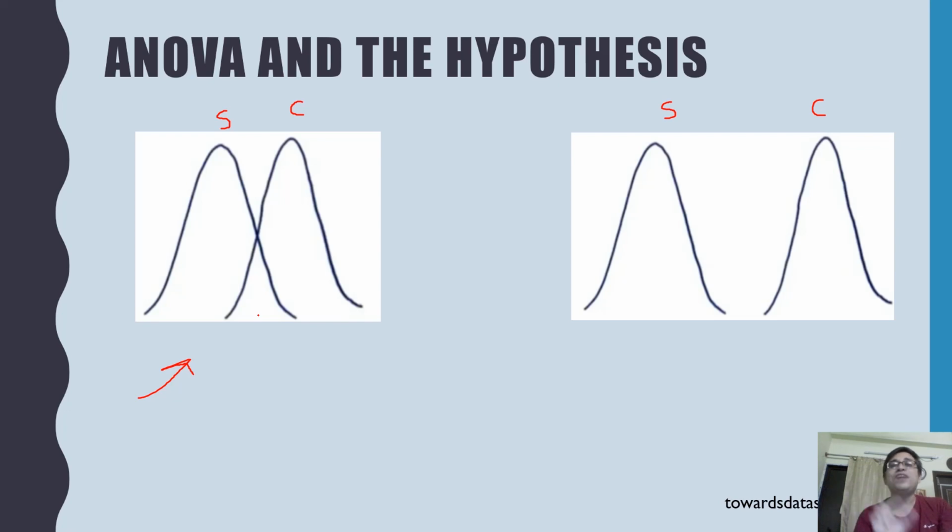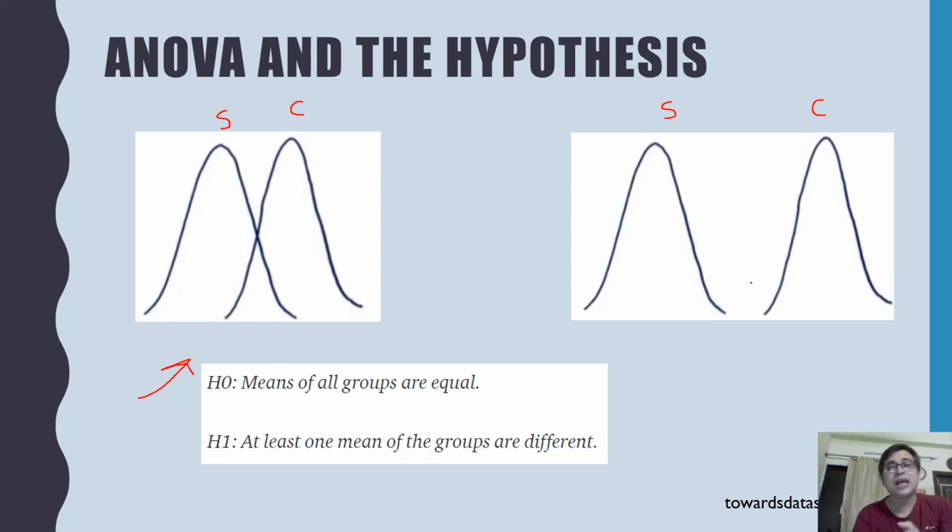This no significant difference, they call it the null hypothesis. And when there is a significant difference, then they call it the alternative hypothesis. These hypotheses are tested and then you can do some inference. So these are the hypotheses formally stated.